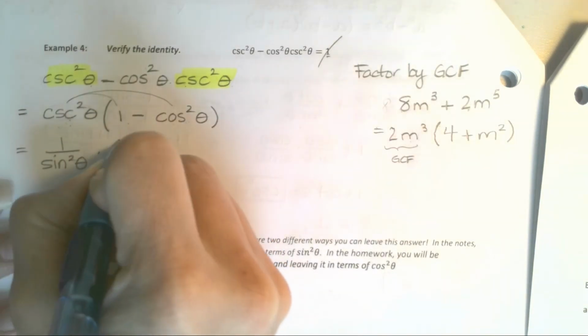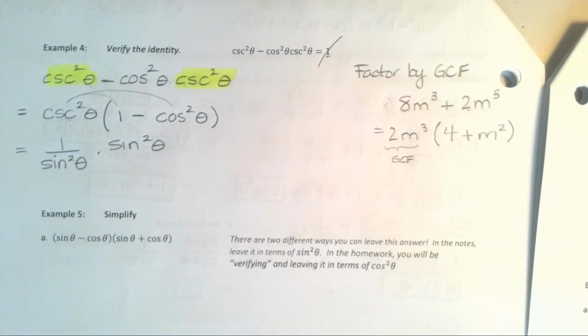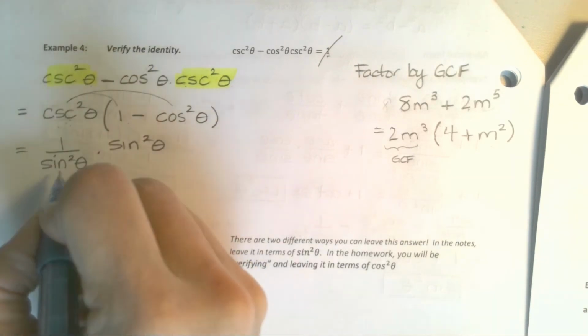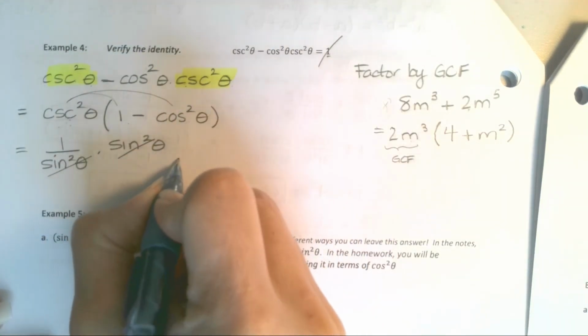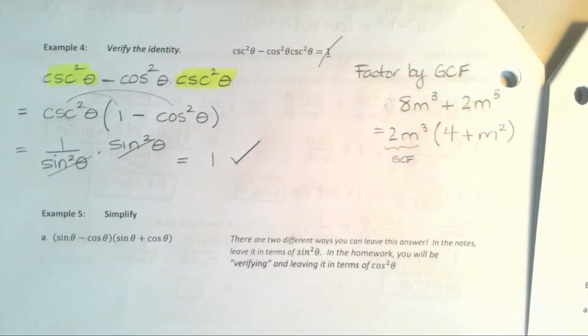Good. 1 minus cosine squared is sine squared. Okay. What do y'all notice happens? What is your answer? 1. Okay. That makes sense?